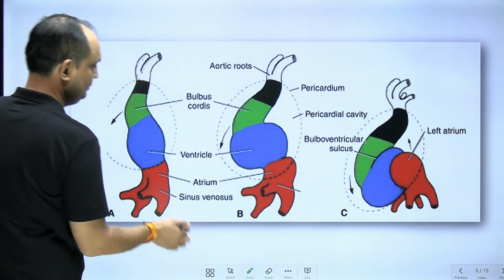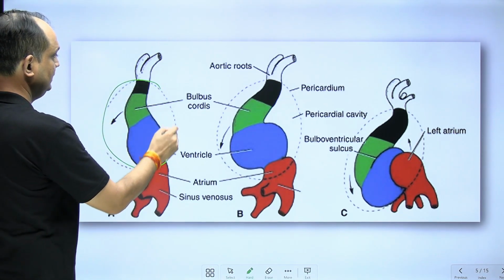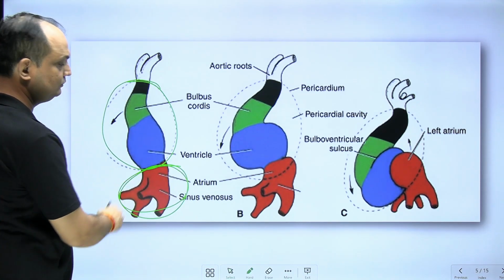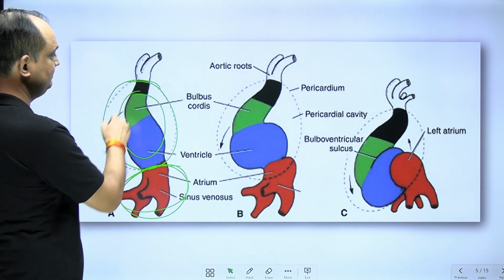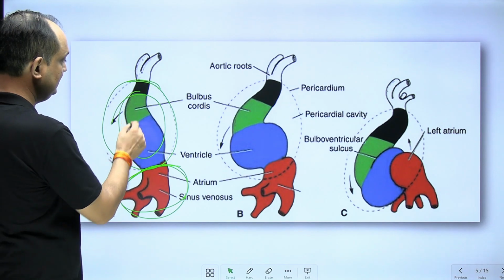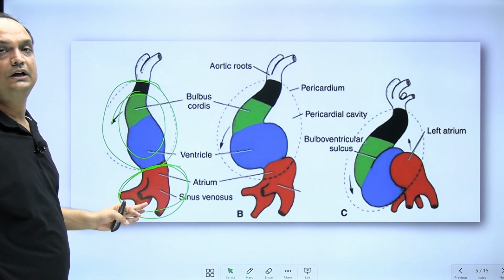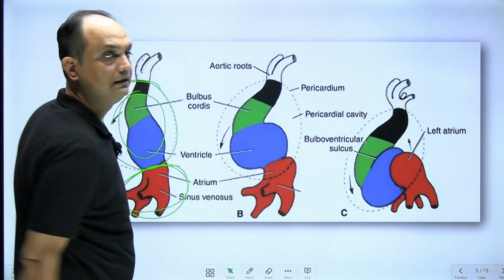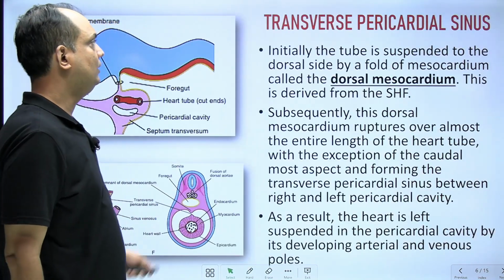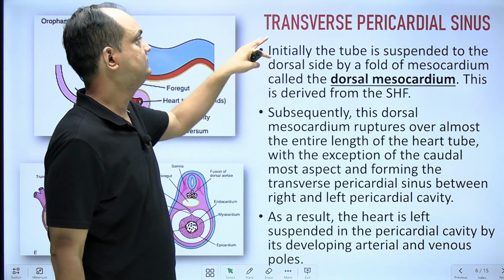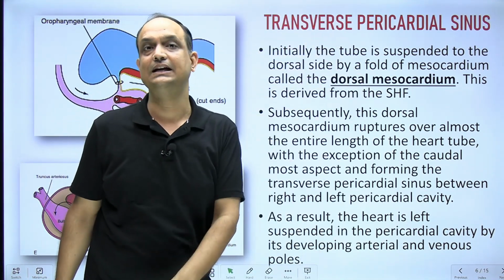Here you can appreciate the area of the pericardial cavity. These are the two chambers which lie outside the cavity, and these are the two chambers inside the cavity. When dilatation takes place in these different parts of the heart tube, the folding will start. Clear? Now there is one more simultaneous thing taking place, which is known as the transverse pericardial sinus.